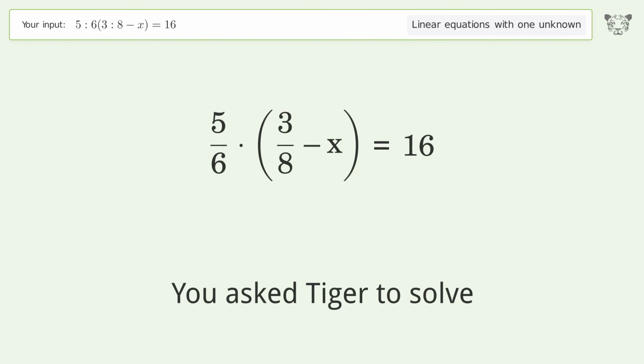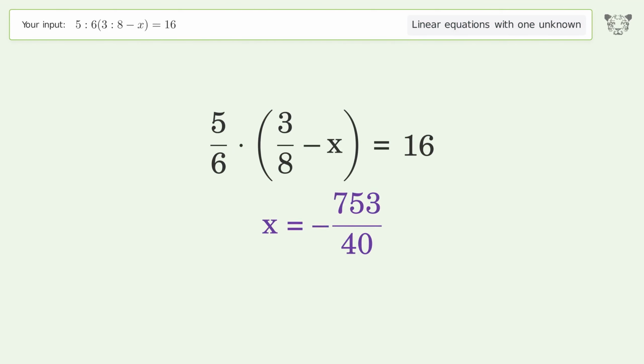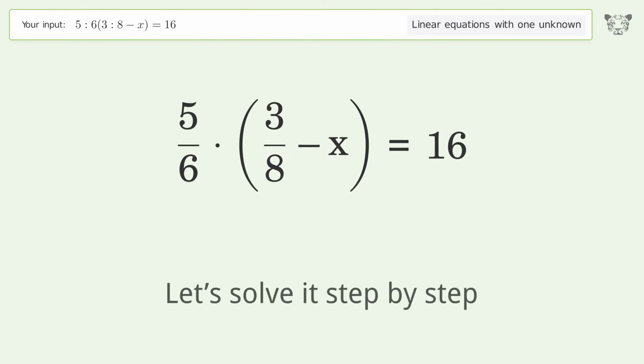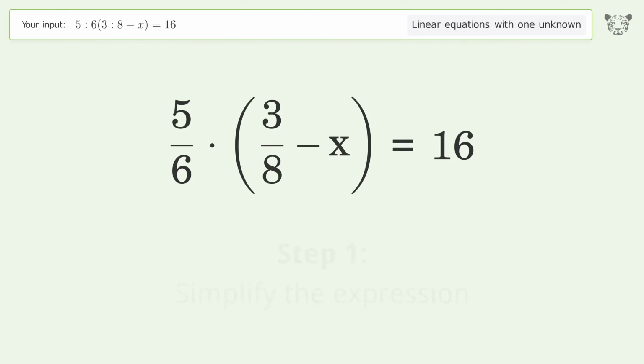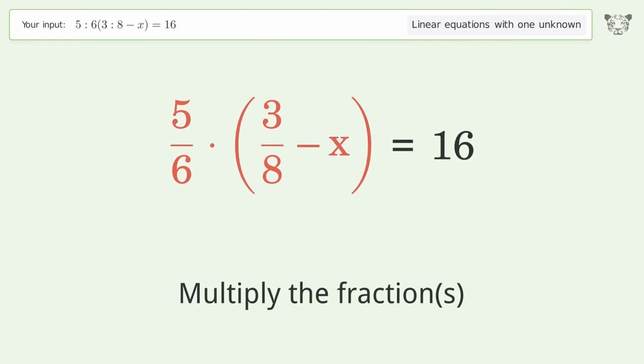You ask Tiger to solve. This deals with linear equations with one unknown. The final result is x equals negative 753/40. Let's solve it step by step. Simplify the expression. Multiply the fractions.